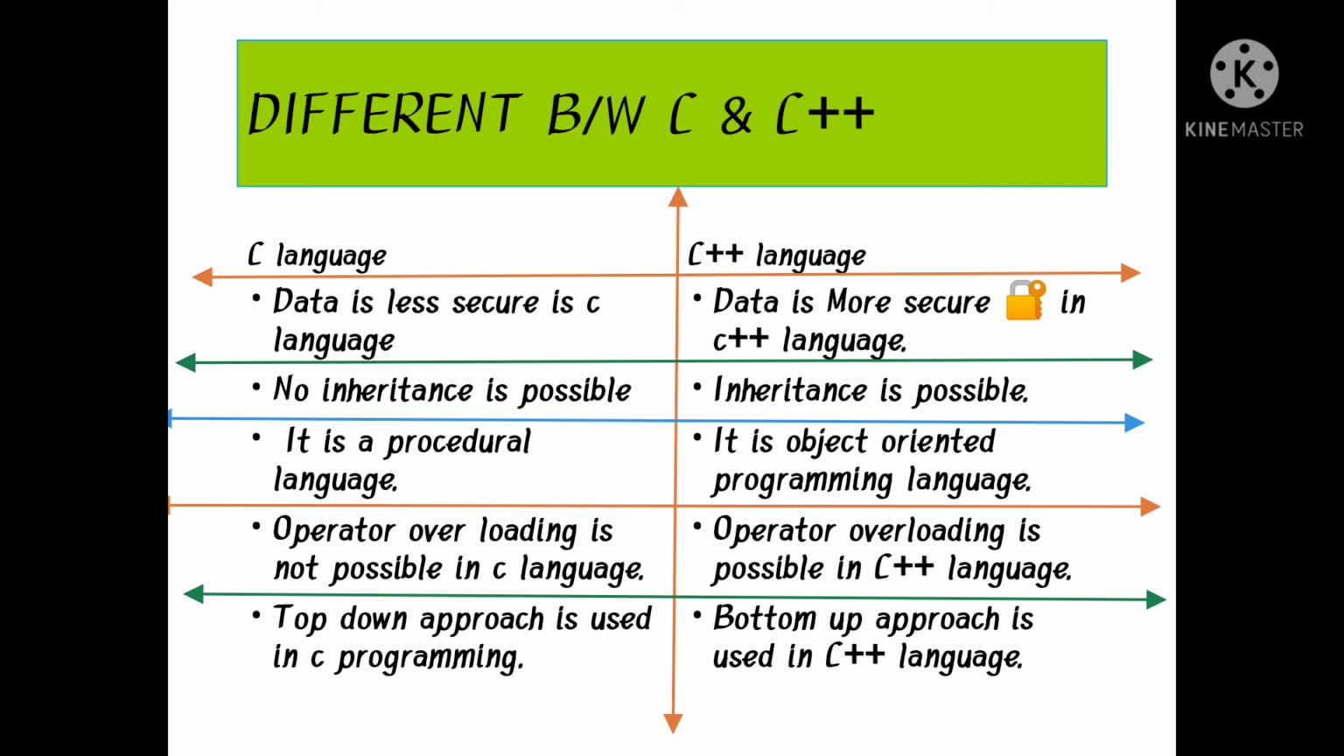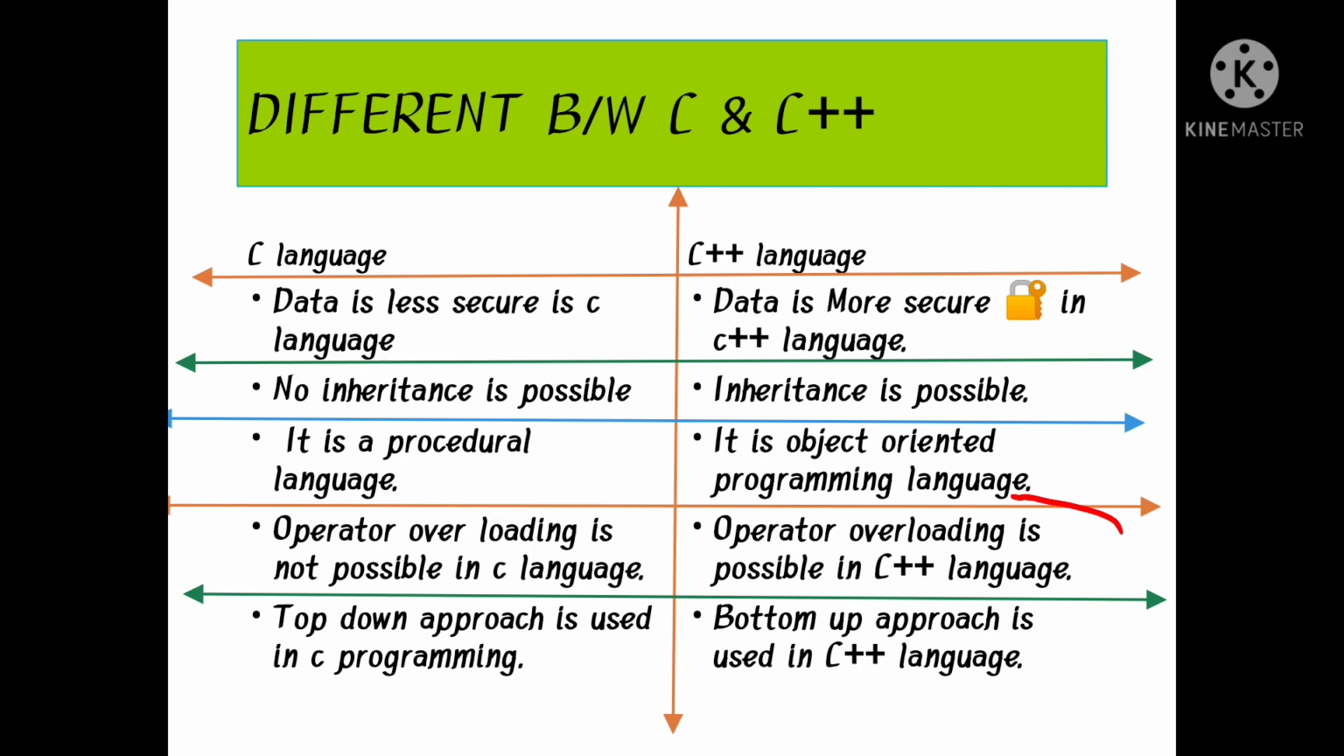The next point is that operator overloading is not possible in C language. The operator cannot be overloaded in C, whereas in C++ operator overloading is possible because it can handle overloading of various kinds of data. The next one is that C programming uses a top-down approach, whereas C++ uses a bottom-up approach.